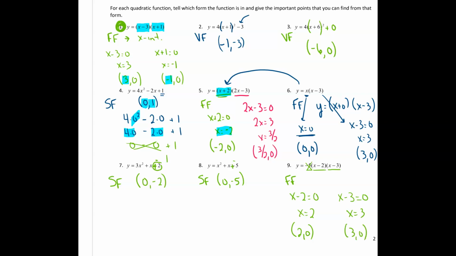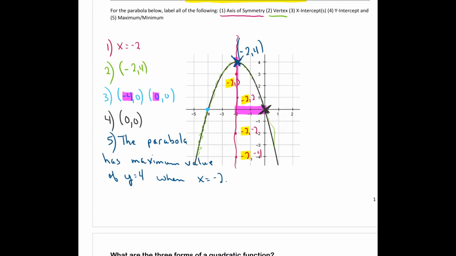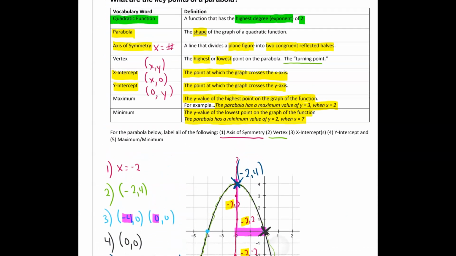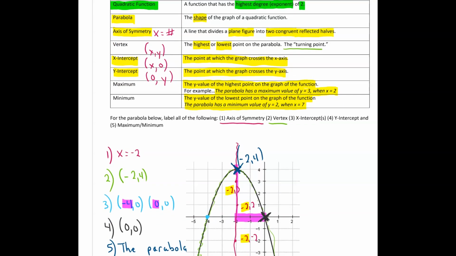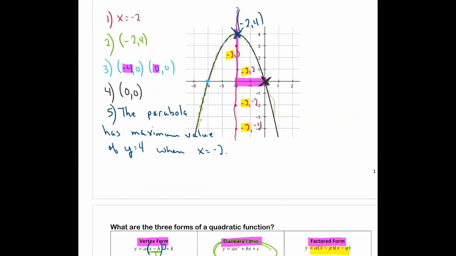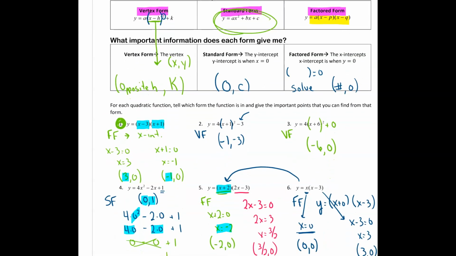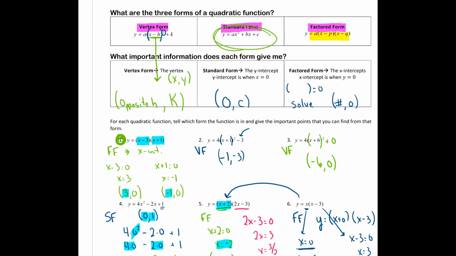So again, just kind of looking back, you got to know your different parts, okay? You got to know how to label them. So we've got the axis of symmetry, we've got the vertex, we've got our x-intercept, our y-intercept, our maximum or our minimum, and then being able to recognize the 3 forms and which particular point that form can show you. And that's it.